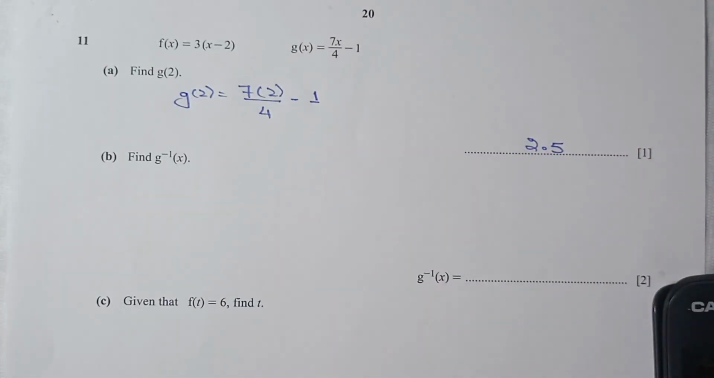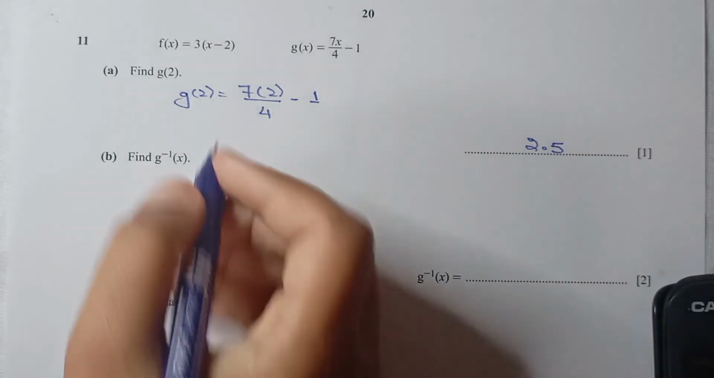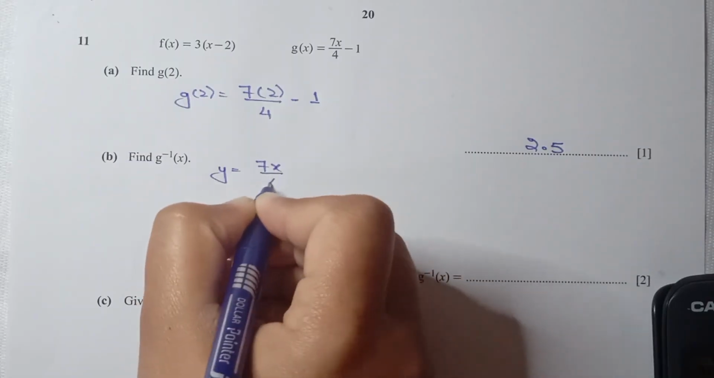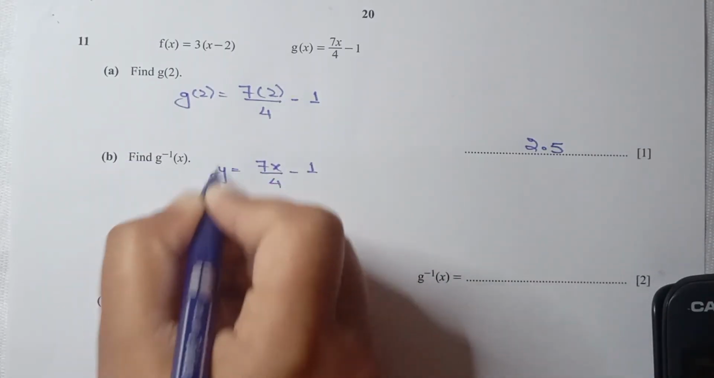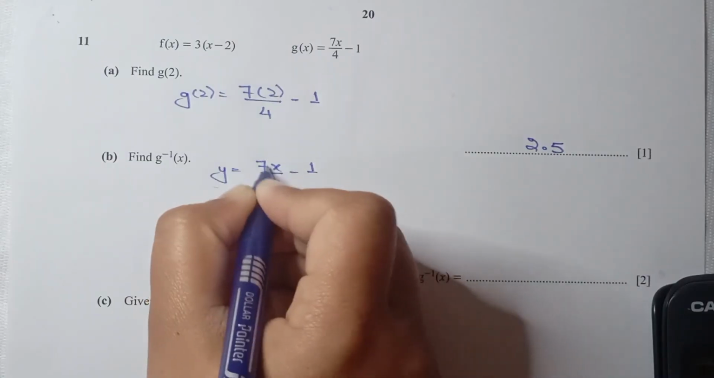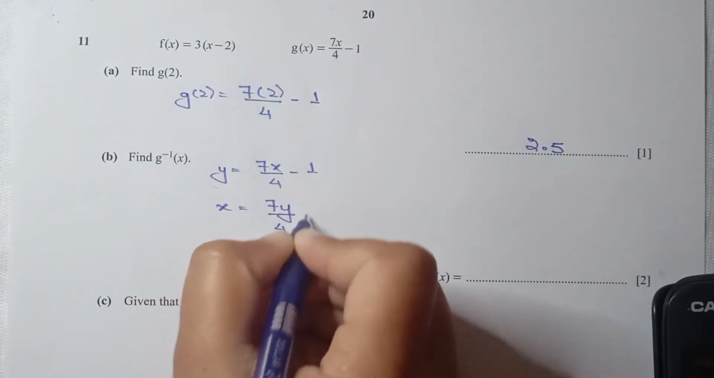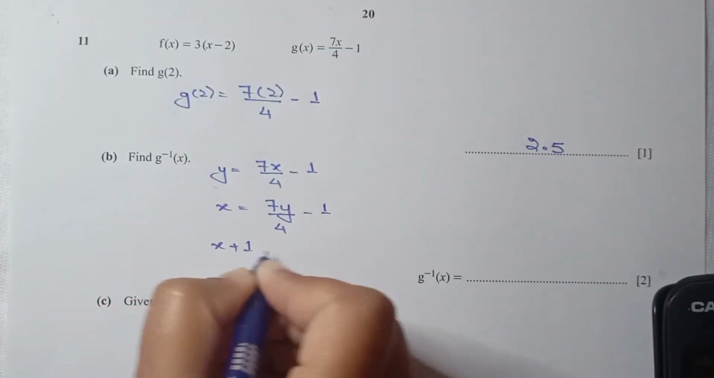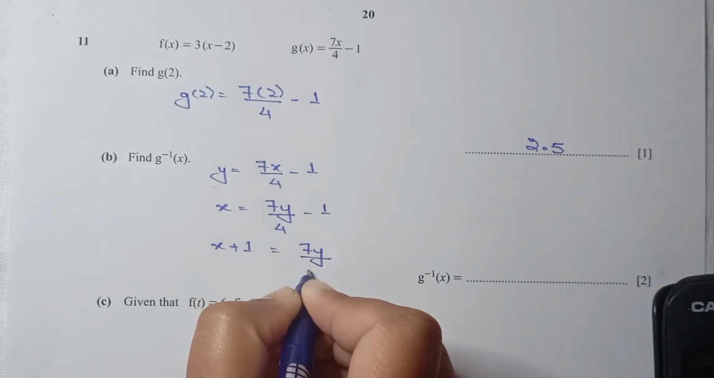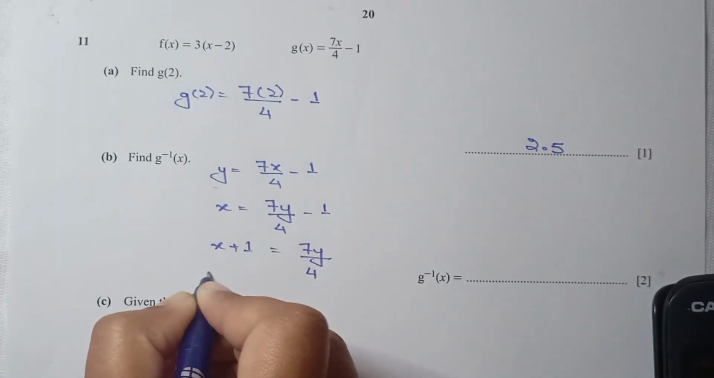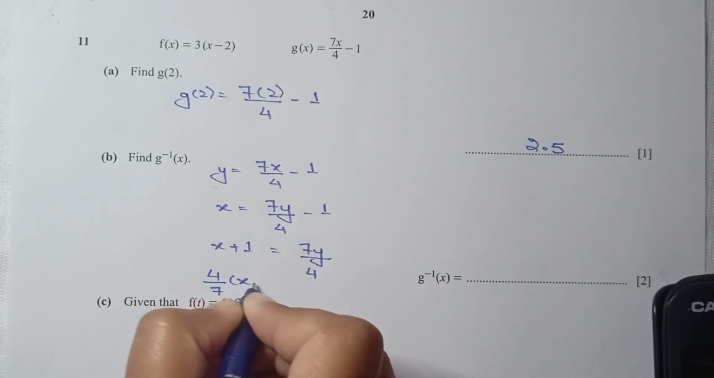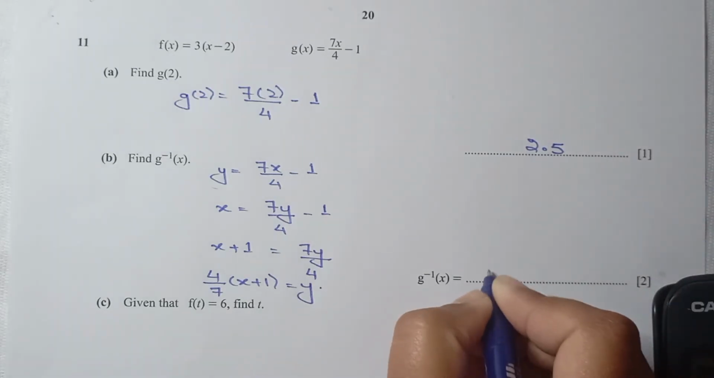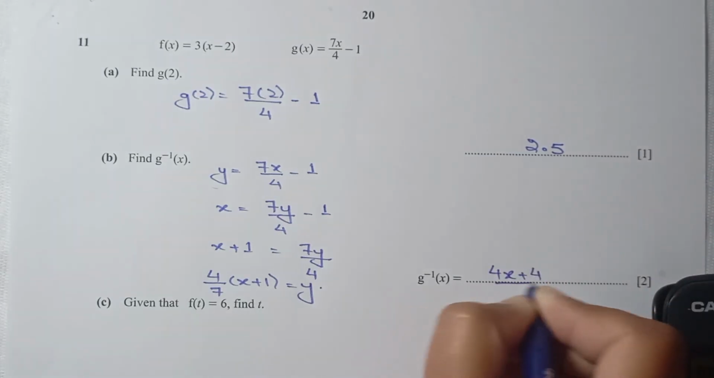Now for part B we need to find g inverse of x. So for g inverse of x we can say that y is equal to g of x, and then replacing the variable y with x and the variable x with y, and then solving for y. So how can we solve for y? x plus 1 would be equal to 7y over 4, and to solve for y we multiply by 4 over 7 and x plus 1. This would be y, and this y is representing g inverse of x, that is (4x plus 4) divided by 7. That is g inverse of x.